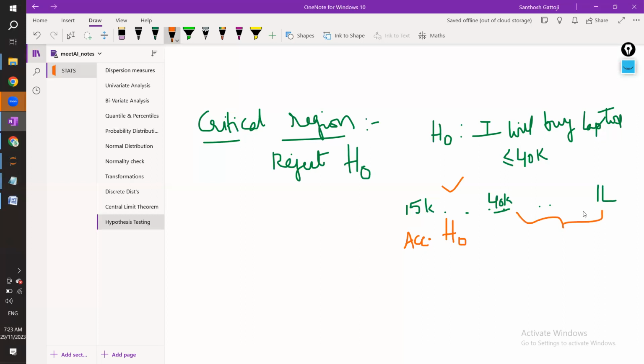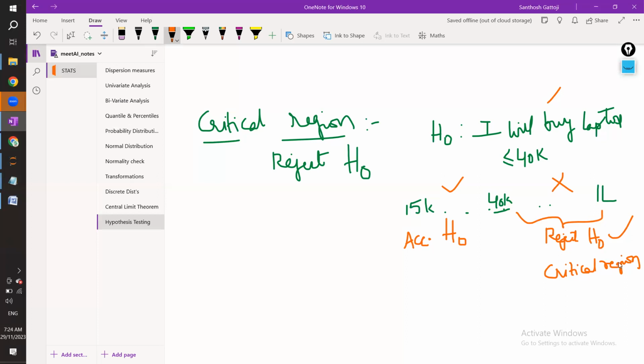But in this region, I cannot buy the laptop because I don't have that much money. Greater than 40,000 I don't have. So I cannot accept this. I will reject the null hypothesis. Null is saying I will buy, but I'm not able to buy, so obviously I will reject the null hypothesis. This area where you are rejecting the null hypothesis is called critical region. Is that clear? Everybody, the area where you are able to reject the null hypothesis is called critical region. Simple.